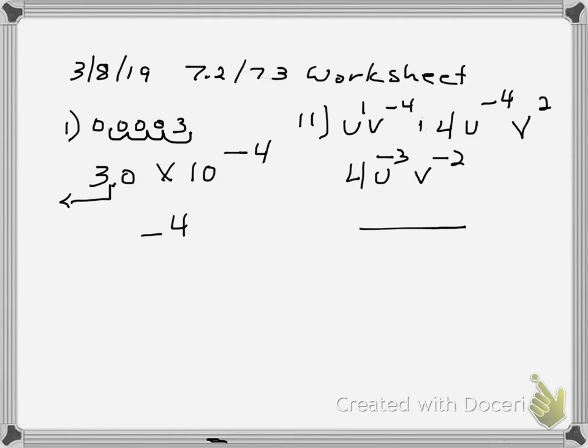The 4 does not have an exponent. It is not with the negative 3. So you think, does the 4 move? No, it does not. It stays on the top. Does the u move? Yes, it has a negative exponent, so it moves to the bottom, and the exponent becomes positive. Does the v move? Yes, and it becomes a positive 2. So I don't have any repeated letters, and I don't have anything that can be reduced, so this is complete.